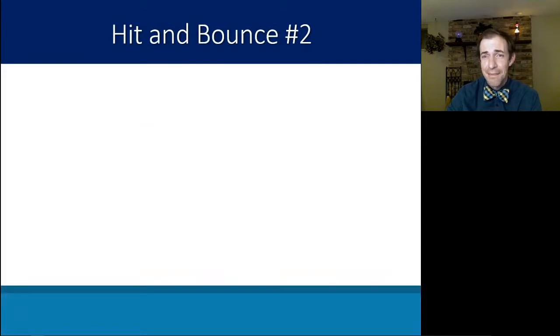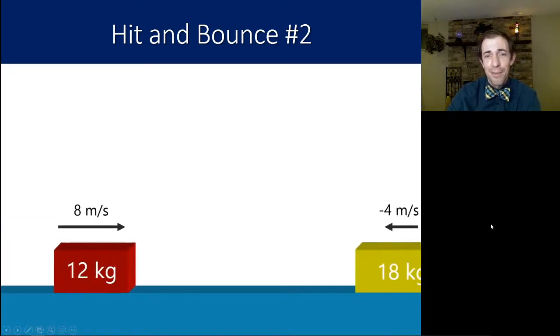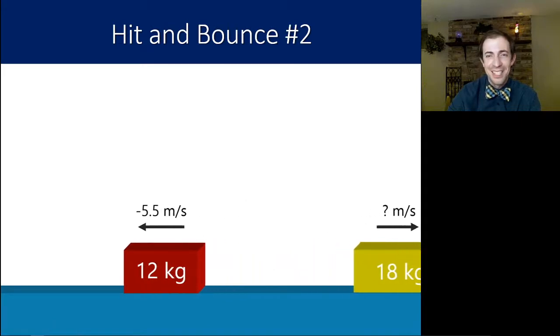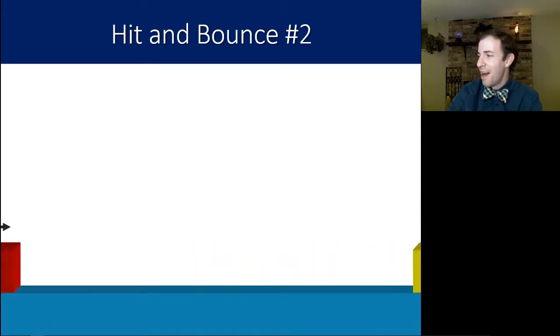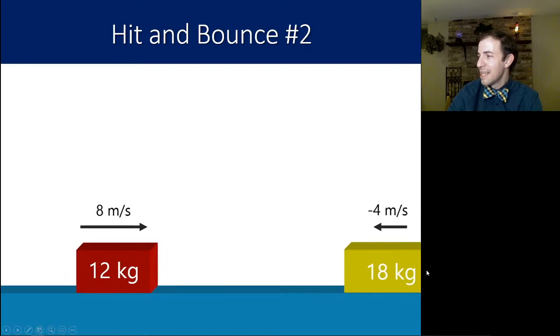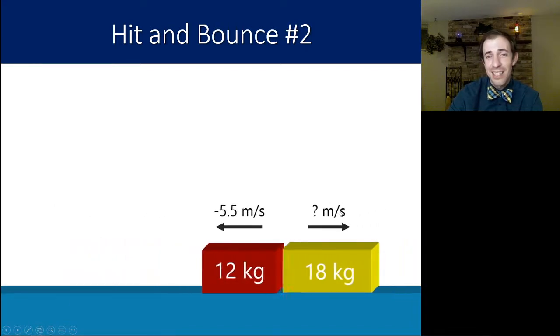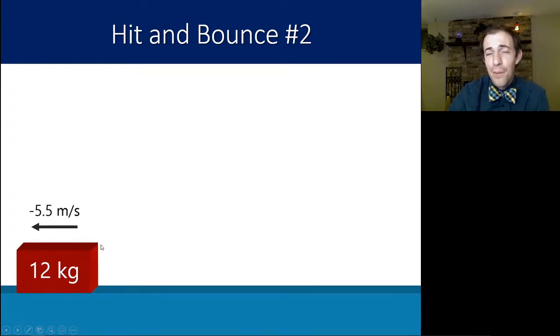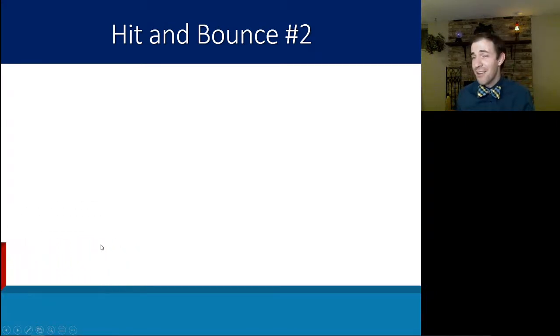In our second hit and bounce here, you'll notice that some of these objects are moving in the negative direction, moving to the left. So I've got a red block here and a yellow block, different mass. Ooh, and then they hit each other. Nice. Let's see that again. Notice how the yellow block is moving at a negative velocity, and the red block was positive and is now negative. Well, I gave you in that scenario 3 of those velocities, but not the velocity of the yellow block afterward.